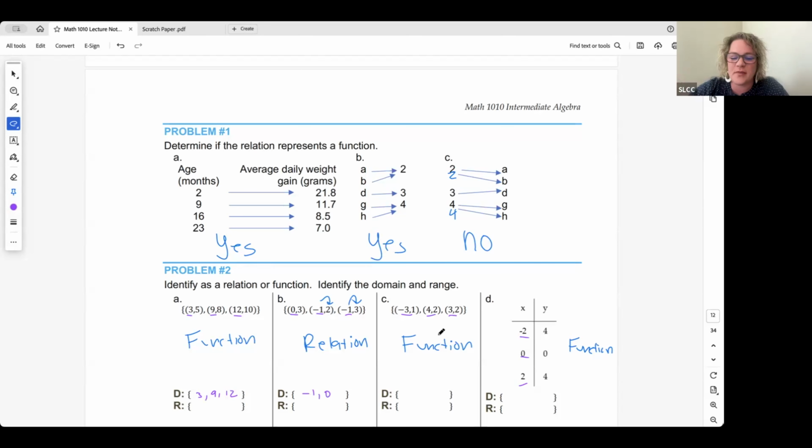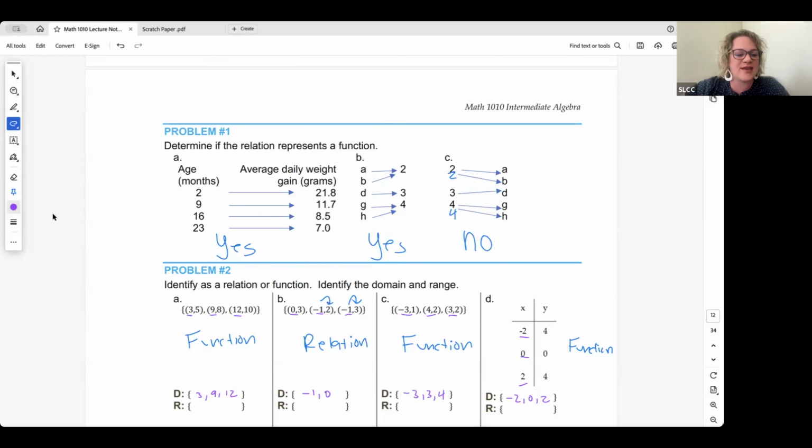No, you don't. Then look at C, -3, 4, 3. So we would write -3, 3, 4, writing them in order. And the last one, we would write -2, 0, 2.